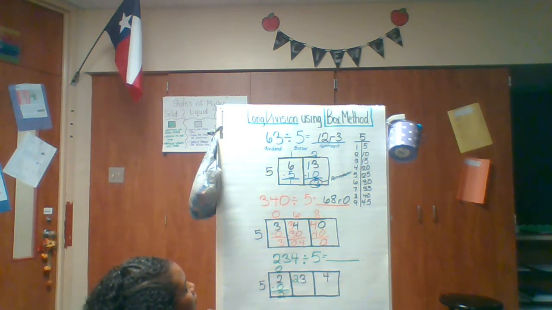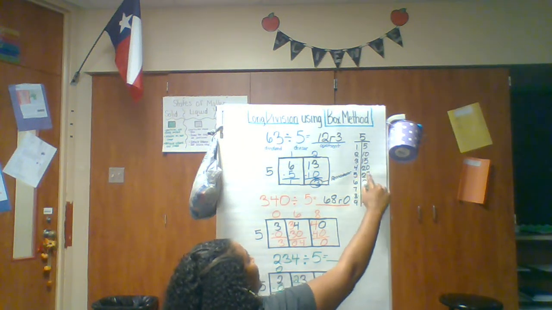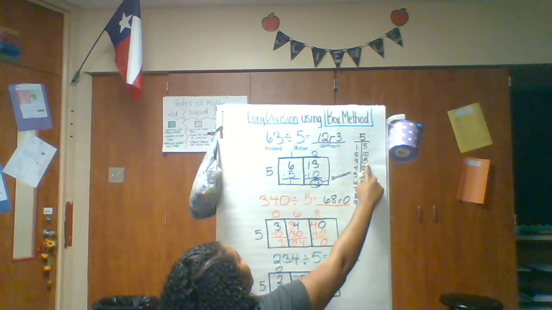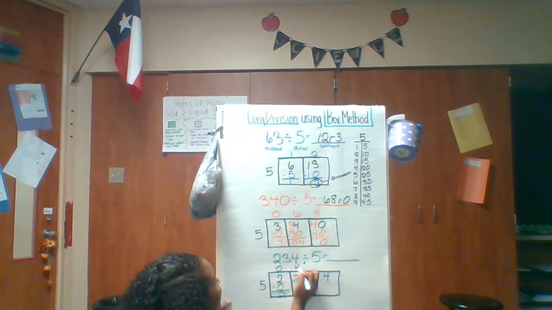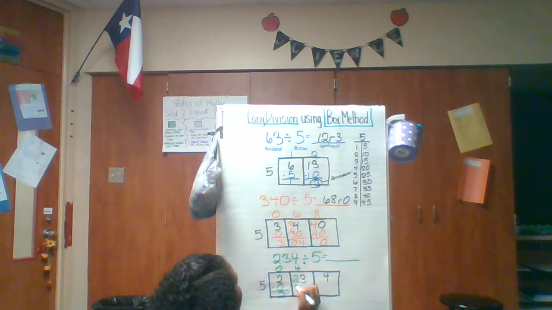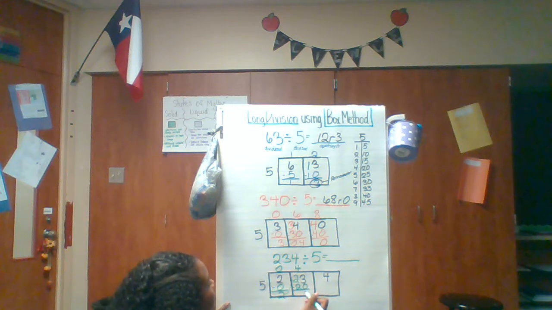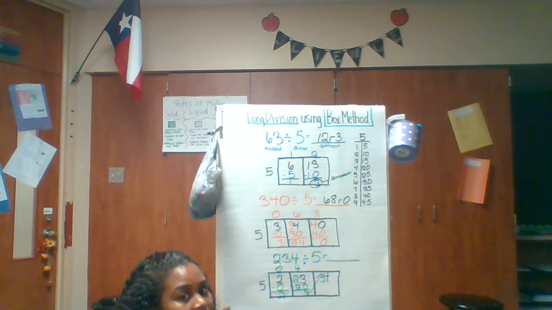23 into 5 groups, so let's see. It can go evenly, not quite 25, that's too much. I go up to my 20, I see 4, so that's 4 times. I put my 4 on top. 4 times 5, I see, is 20. 23 minus 20, 3 minus 0 is 3. I'm going to carry my 3 up here, giving me 34.